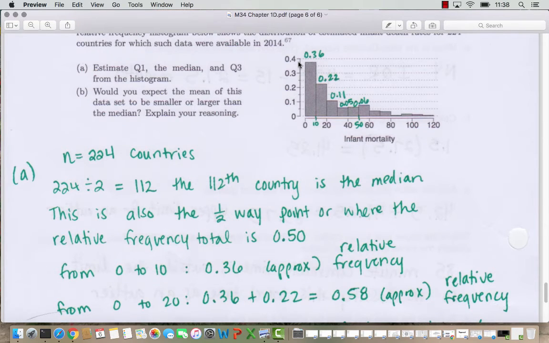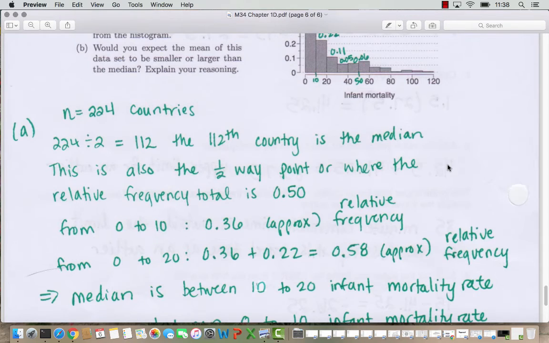So that's less than half. If we go up to 20, and I'm just estimating the heights of these bars, that's around 0.22. If we add these up, we get 0.58. So between 0 and 20, we're getting up past the halfway point, past the middle. So that 50% must be between 10 and 20, because we went from 0.36 to 0.58 relative frequency.